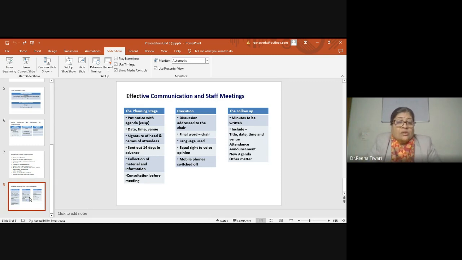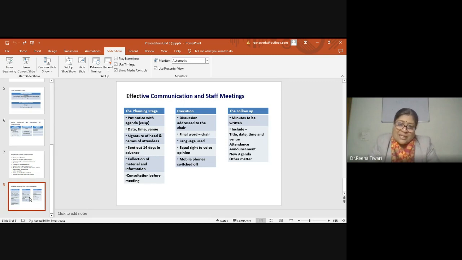Sometimes an emergency arises and urgent, very short notices are given, but for effective communication, it is better that notices are sent at least two weeks, 14 days, in advance, so that the collection of material and information can be done in time, and the attendees who are supposed to attend the meeting also come prepared about the agenda.